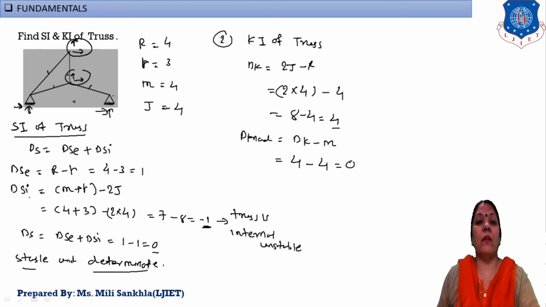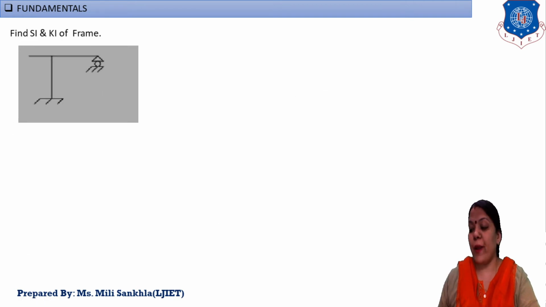Now we take another, that is frame. Okay, SI and KI of frame. Again here, if frame is not mentioned, how do you identify this given figure is a frame? If the members of the given geometry are perpendicular to each other, that means it is in the form of a rectangle. This is the simple example of a frame. Okay, here look at this. Members are perpendicular to each other. Okay, now first we find out SI.